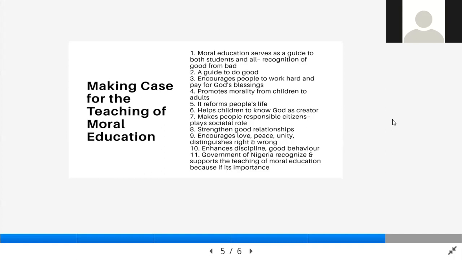Remember, we have been talking about problems of teaching moral education. We went as far as looking at how we improve the teaching and learning of moral education in secondary schools, and we are going further to make a case for the teaching of moral education, not against it. If you are talking against it, it means that you are saying that it should not be taught again in school because there's no need, it's not necessary, it's useless.